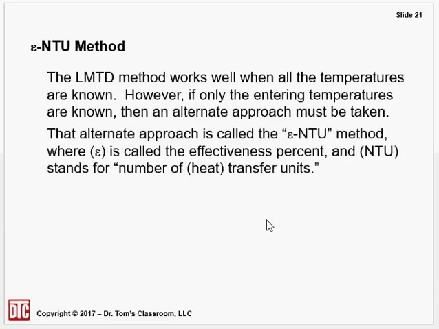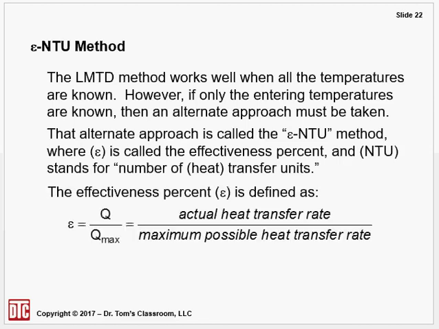So this approach is the Epsilon-NTU method. Epsilon is called the effectiveness percent. It's a ratio of two heat transfer rates, which we'll get to in a minute. NTU stands for the number of heat transfer units. They used NTU; they didn't want to do NHTU. I guess they already had enough four-letter acronyms in LMTD. But that's what that stands for, and we'll talk more about what it is.